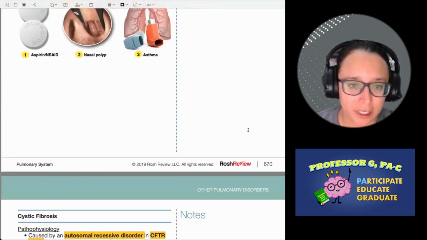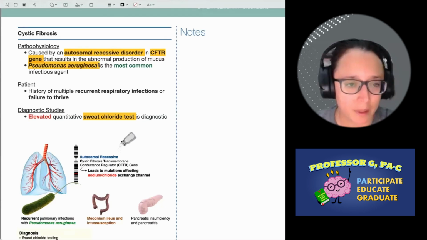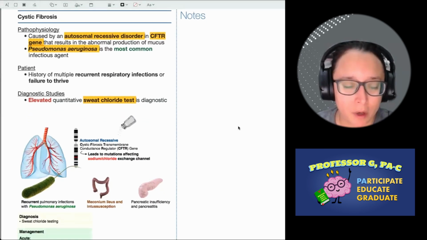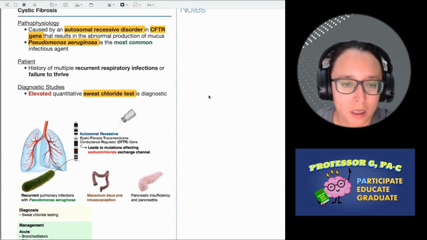And there's Samter's triad. Cystic fibrosis, autosomal recessive, CFTR gene. Pseudomonas is the most common culprit for infectious problems. They get chronic infections because of the stagnancy of the secretions. They're thick. They lack water, essentially.